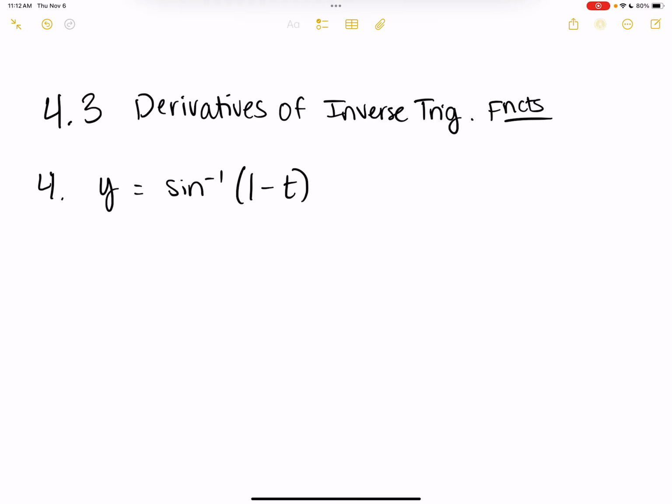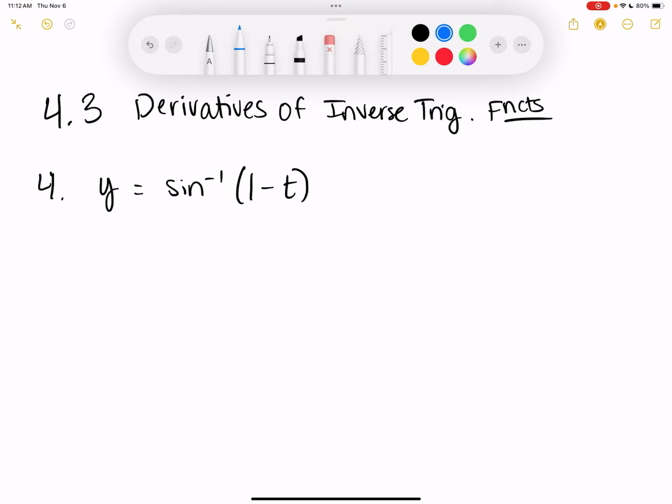So the first thing I would do, I would have y prime is equal to, well, inverse sine is 1 over the square root of 1 minus, and then whatever x is, anything that's in these parentheses. So this would be 1 minus t, all squared. And then outside, times the derivative of the inside, which would just be -1 in this case.